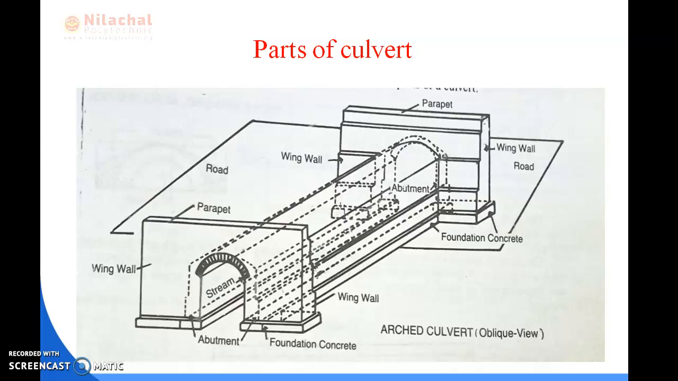This protects the structure from ocean or river. If any damage occurs, then the wing wall protects the structure from any damage.